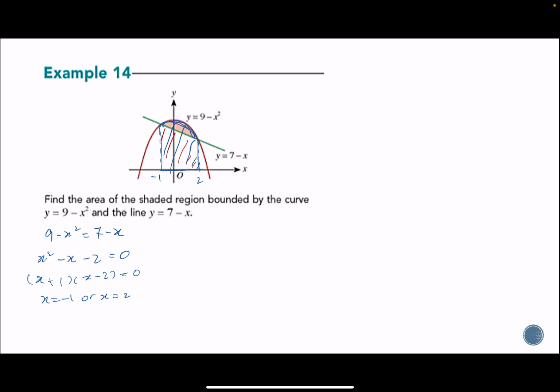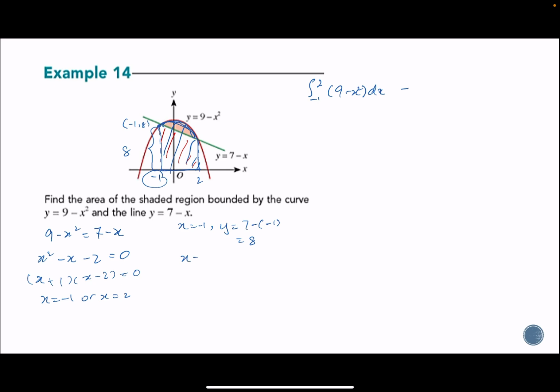So how we can do this is very simple. We're going to integrate between negative 1 and 2 using 9 minus x squared, and later on, we'll minus away the trapezium. But the problem is that to minus off the trapezium, we do not know the height here. So what we can do is find the y value for this coordinate. So when x is negative 1, y is 7 minus negative 1, we'll get this as 8. So this coordinate here is negative 1, 8. So here it's going to be 8 units.